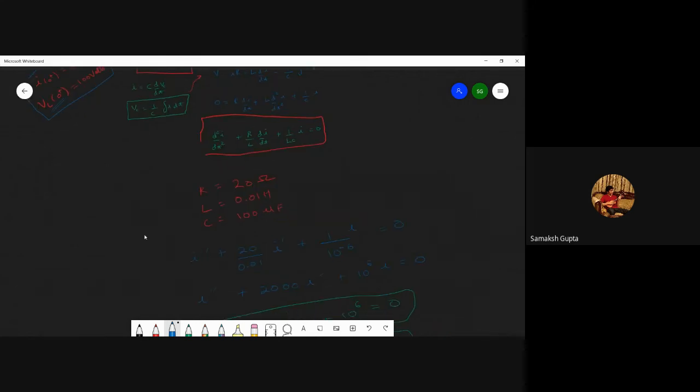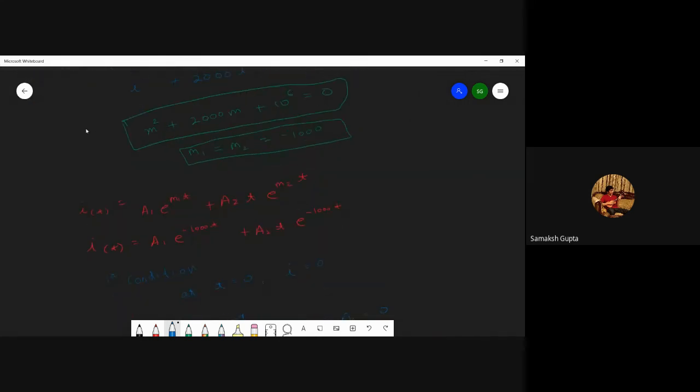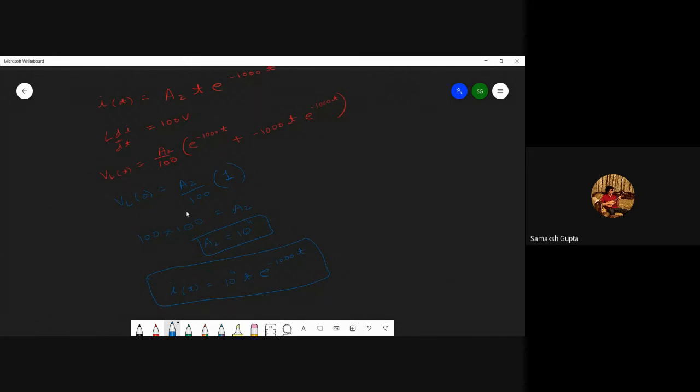So what I did was I found the expression for VL, which is nothing but L di by dt. And you have already found the expression for I. So I just differentiated it with respect to t, multiplied by L. So you get VL is equal to L di by dt over here. And then I just put in the value of 100 in here to solve for A2.